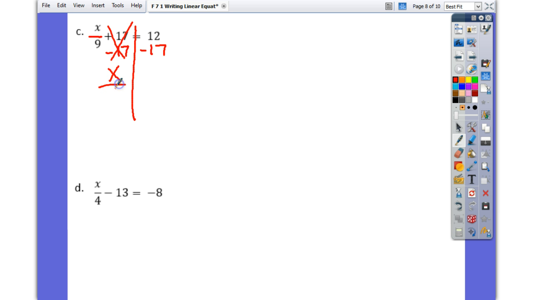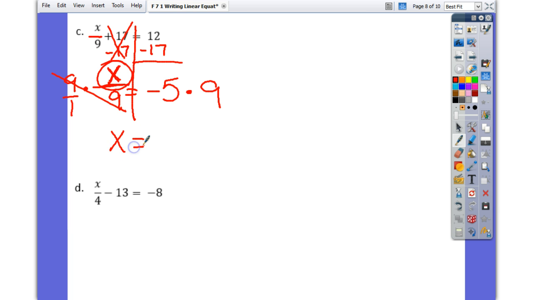Now I've got x divided by 9 equals what? What's 12 minus 17? Negative 5. So now what's the inverse of dividing by 9? Timesing by 9. So bring my x down. X equals what? A negative 45.